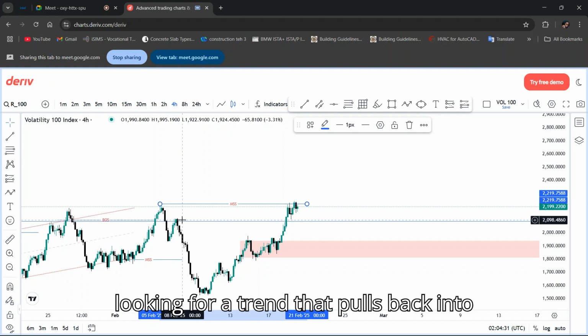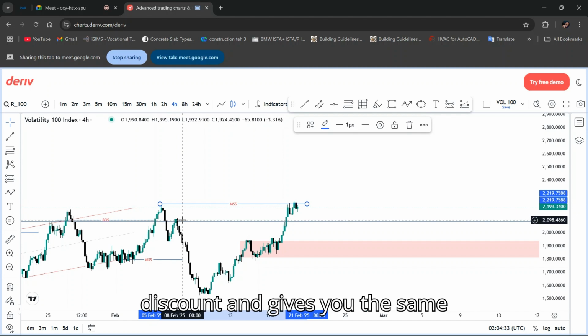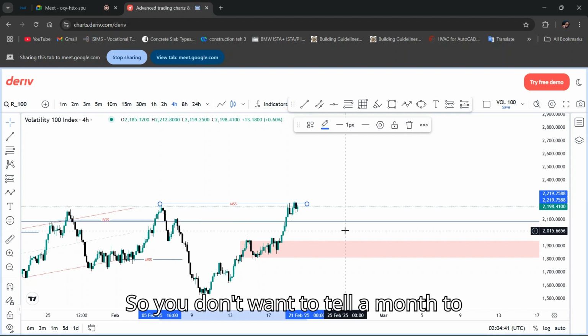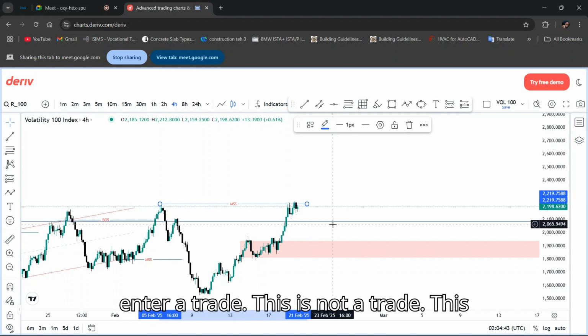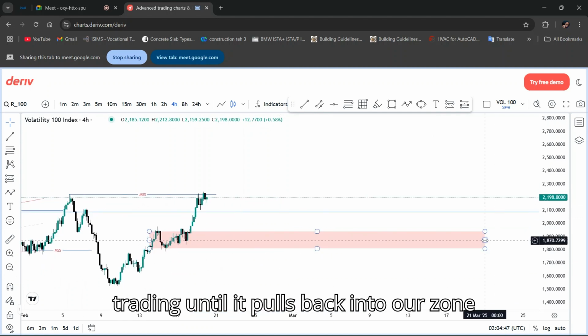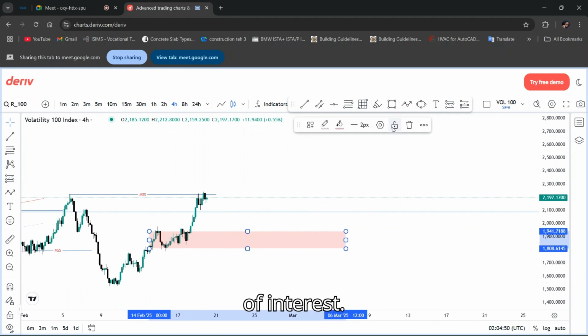You're looking for a trend that pulls back into discount and gives you the same schematic that you're seeing on the 4 hour and the 1 day. So you want to tell a man to enter that trade? This is not a trade. This doesn't follow the schematic that we're trading until it pulls back into our zone of interest.